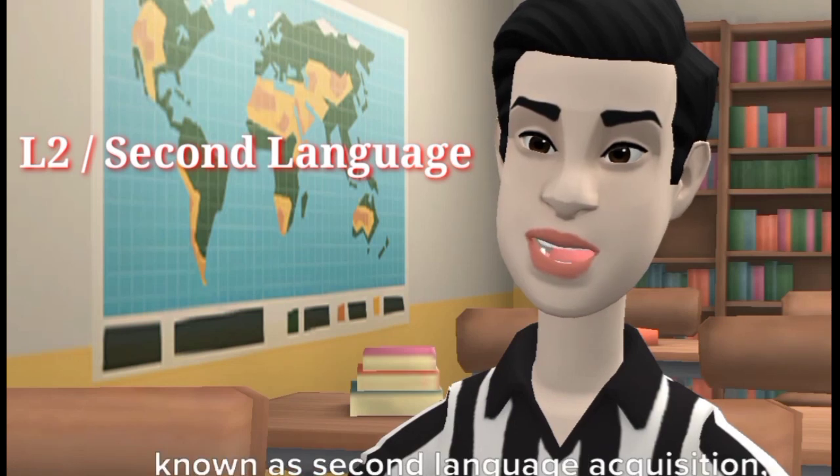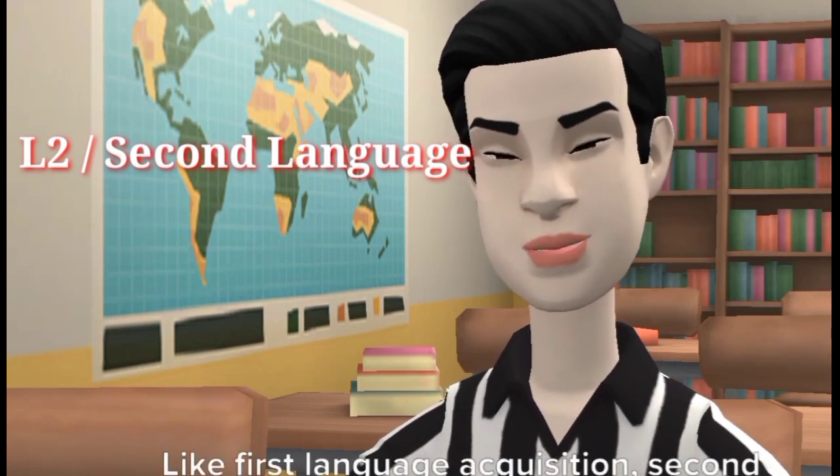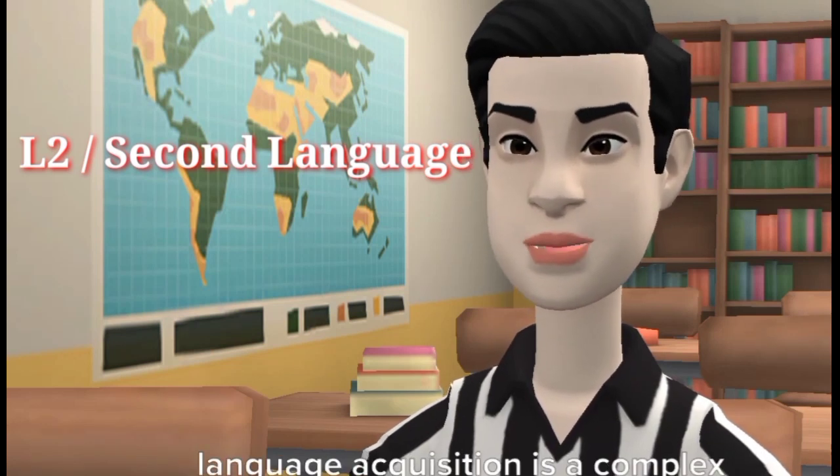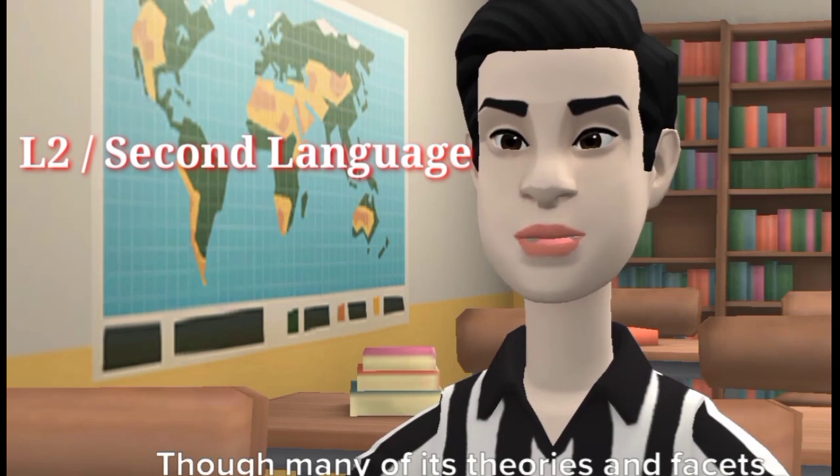How are L2s learned? L2s are learned through a process known as second language acquisition, or SLA. Like first language acquisition, second language acquisition is a complex field of linguistics.